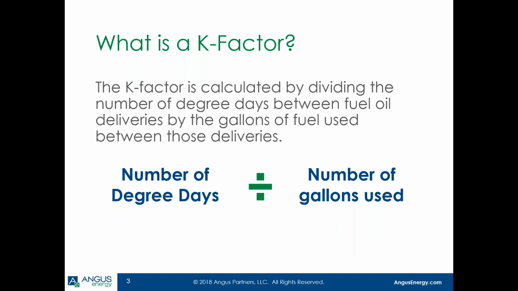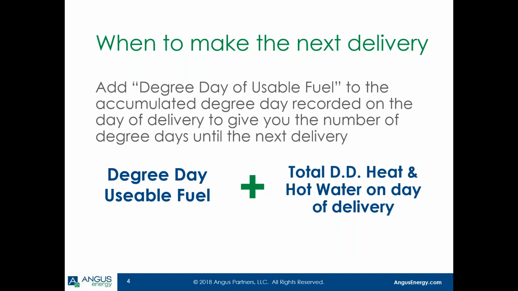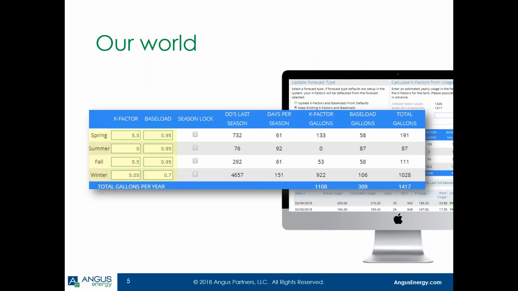So let's get into it. We all know what a K factor is: number of degree days divided by number of gallons used. I'm not going to spend much time on these slides because this is what we do every day. To determine when to make the next delivery, you add the degree days of usable fuel to the accumulated degree days recorded on the day of delivery, meaning degree days of usable fuel plus the heat and hot water of an everyday delivery.